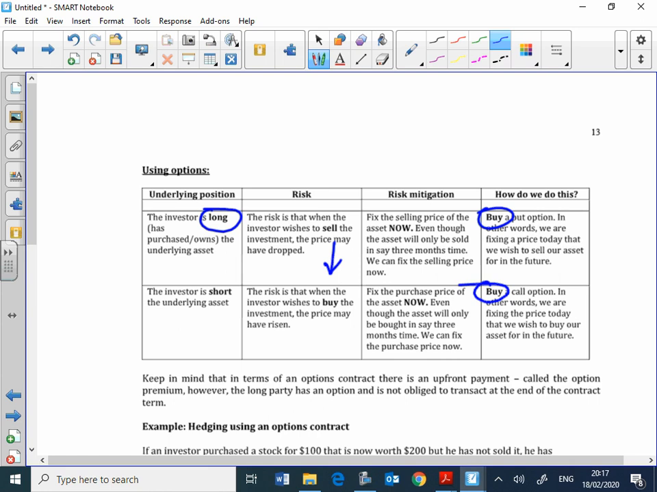The difference is if I'm long an asset and I'm worried that the price is going to go down, how do I protect against down movements? I buy a put option. You happy with that? Okay. So if the price does go down, I benefit on the put option. If the investor is short the asset, what are you worried about? That prices will go up. How do you take advantage of that? You buy a call option. You can fix the price with a call option, can't you? Fix the price today.